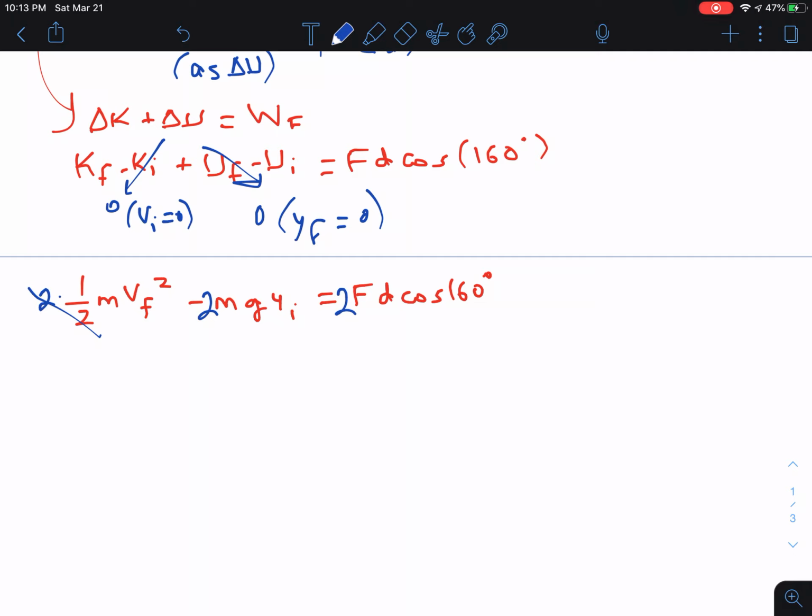In the problem, I'm going to read the problem again. It says 50 pounds block. So the weight force is given, right? But we don't know the mass of it. So we need to figure that out. And I'm gonna show that in another video because I don't want to overload the videos.